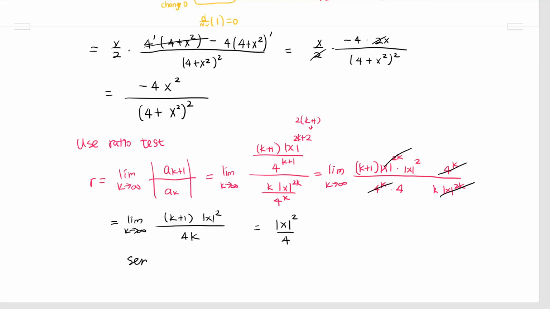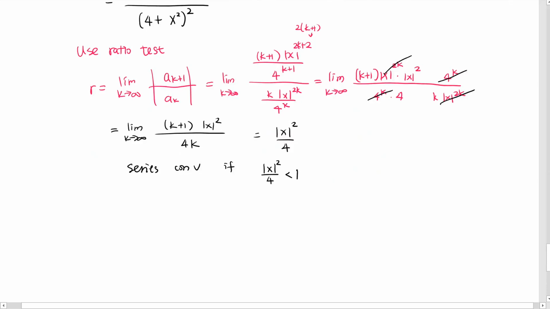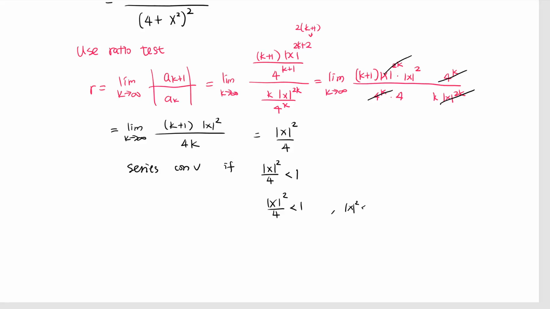And we know the series converges if R is less than 1. Okay, so what's that? That's the same as saying x squared over 4 is less than 1. So that's the same as saying x squared is less than 1 over 4. So it's the same as absolute value of x is less than 1 over 2. Then x is between 1 over 2 and minus 1 over 2.